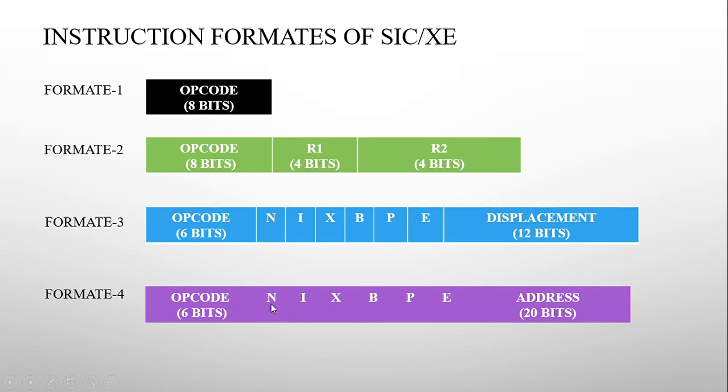Here n is the indirect addressing mode, i is the immediate addressing mode, x is for indexed addressing mode, b is for base relative addressing mode, and p is the program counter relative addressing mode. Here e is set to 1 if it is format 4, and e is set to 0 if it is format 3.